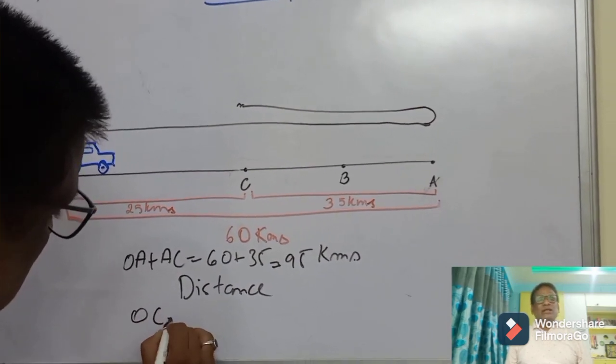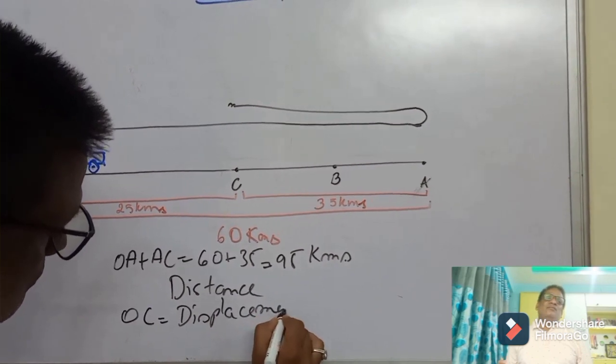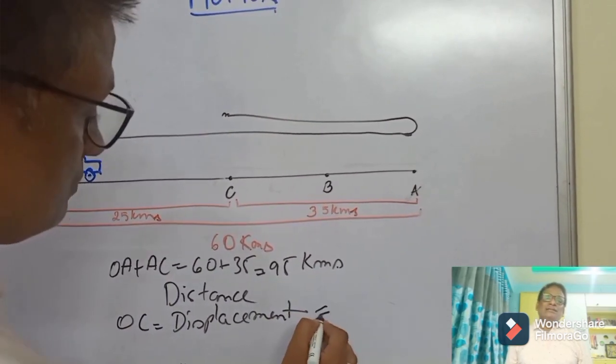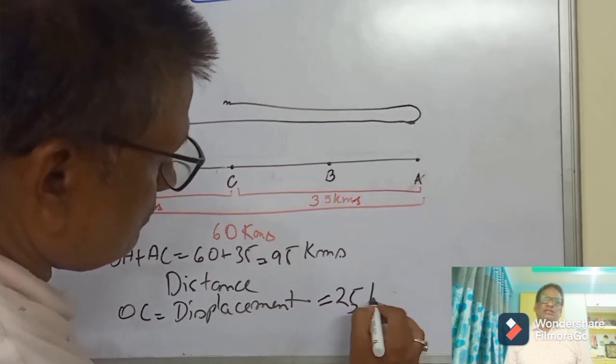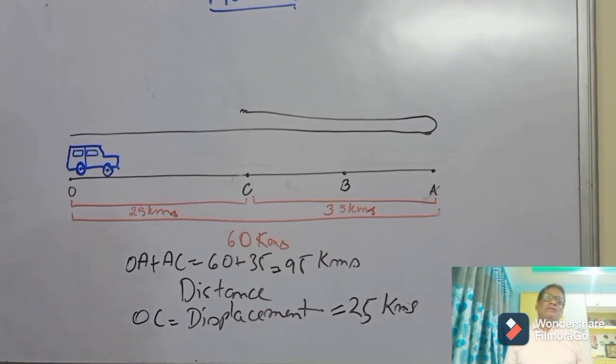So the distance between initial position O and the final position C, which is equal to 25 kilometers, is the displacement of the object. It has both magnitude and direction. Distance describes the overall motion of an object, whereas displacement gives us the final position of an object with reference to the initial point at a given time.